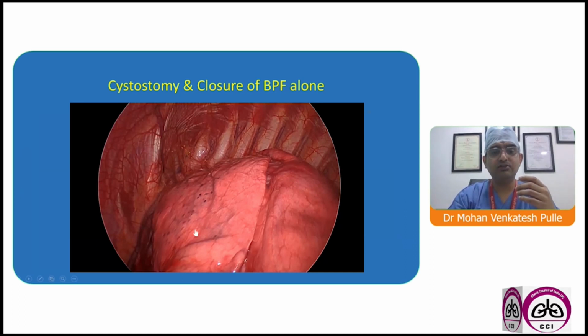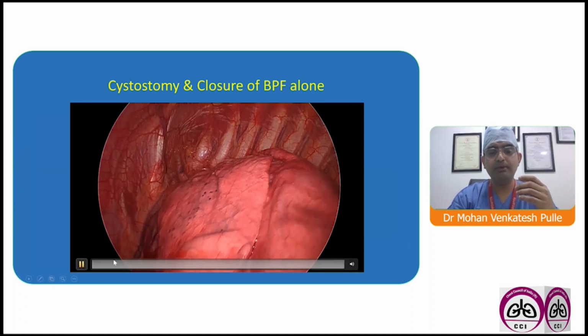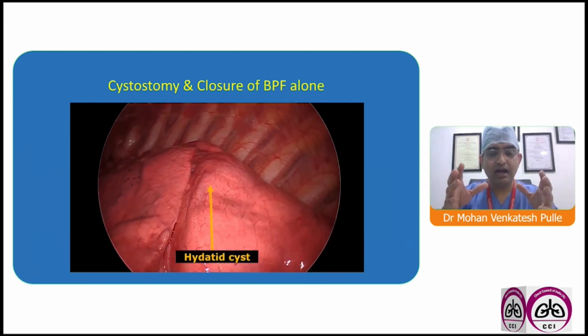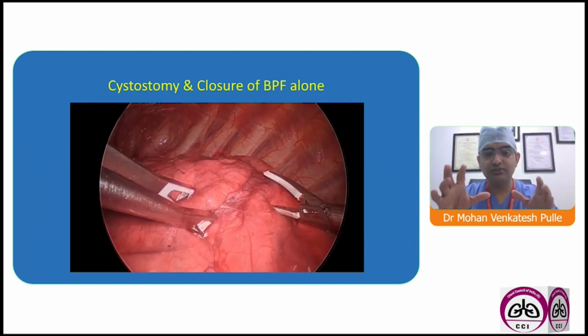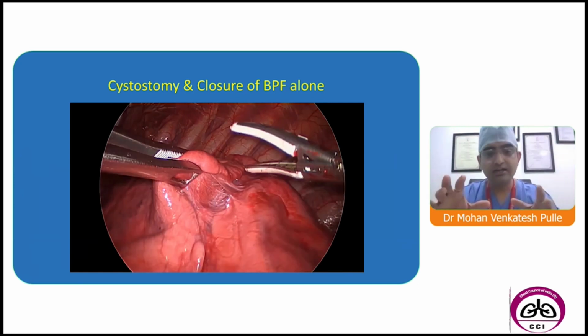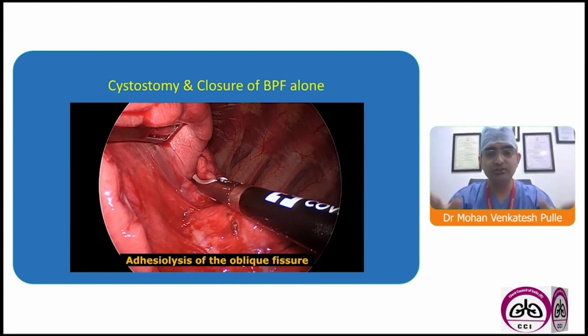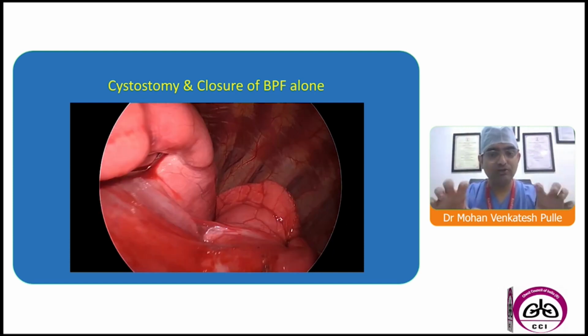The third is the cystostomy and closure of the BPF alone. As I said, this is a case of left lower lobe hydatid cyst. It is on the fissural surface, very close to the pulmonary artery. So we were not able to do a segmentectomy in this case. That's why we chose this method of cystostomy and closure of the BPF.